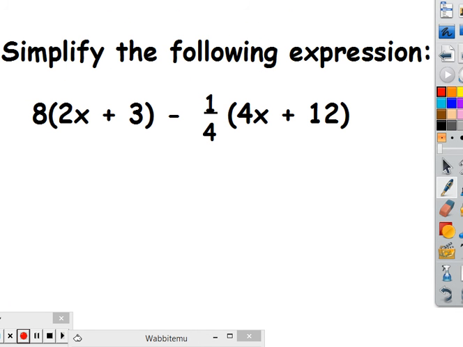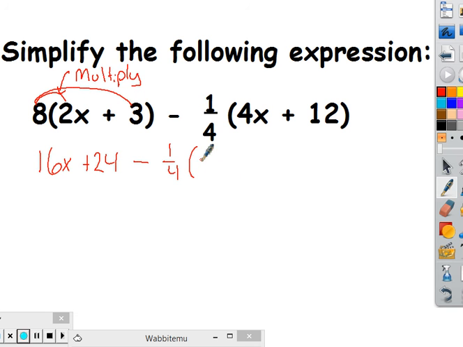Next question, simplify the following expression. So when we have parentheses here, it means to multiply. So we are going to multiply 8 and 2 to get 16x. We are multiplying 8 times 3 to get 24. And then we will copy the rest of our equation.